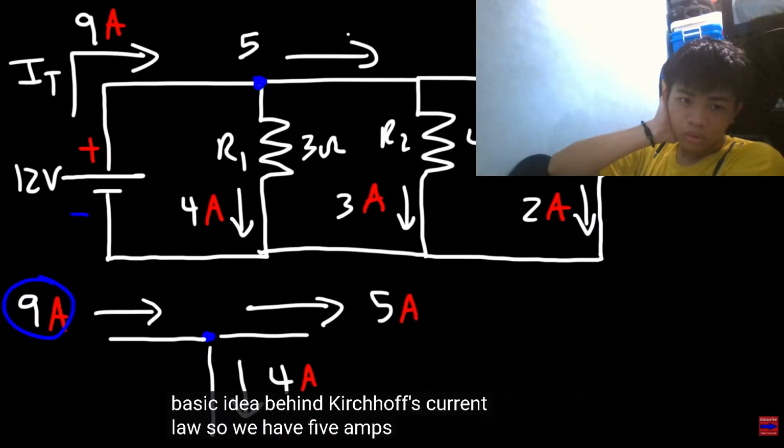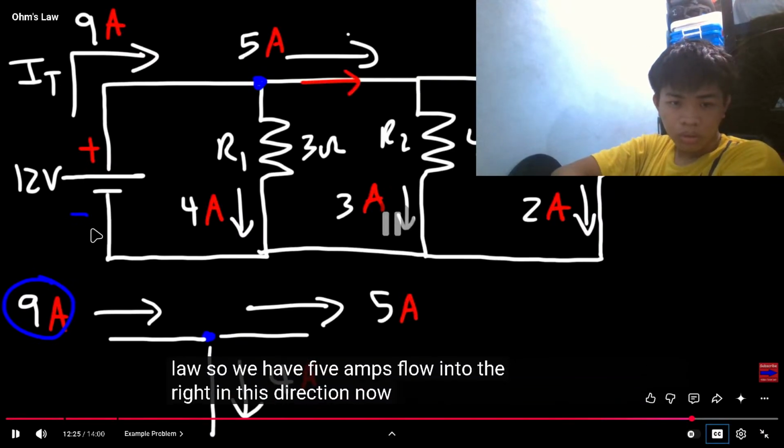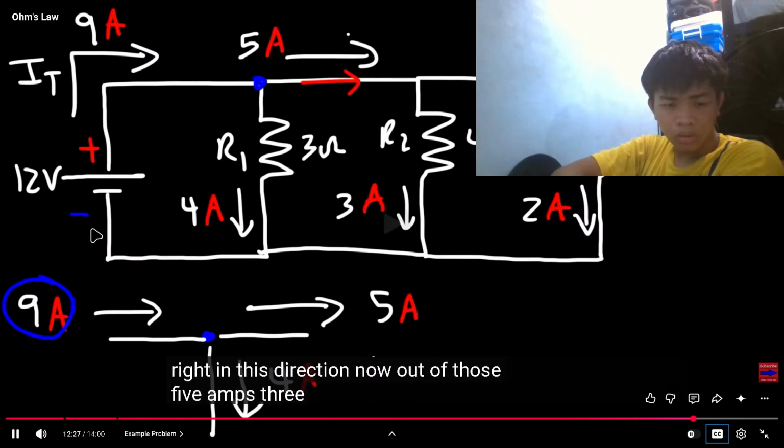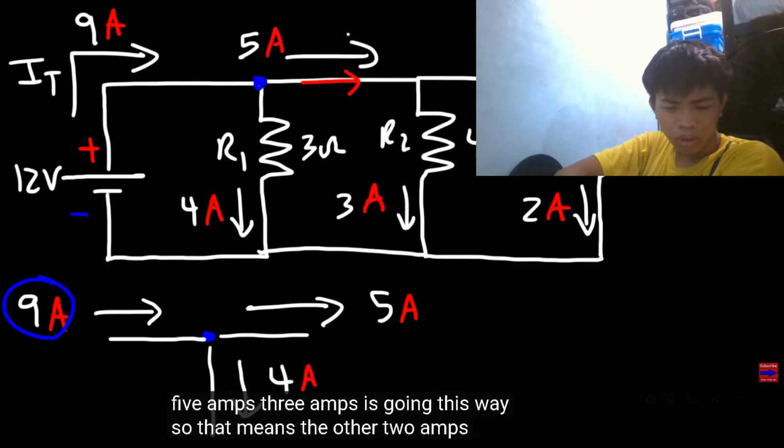So we have 5 amps flowing to the right in this direction. Now out of those 5 amps, 3 amps is going this way. So that means the other 2 amps leaves it.